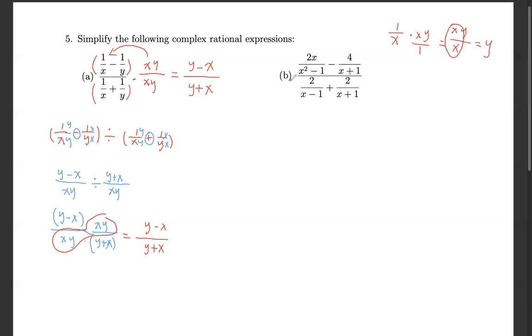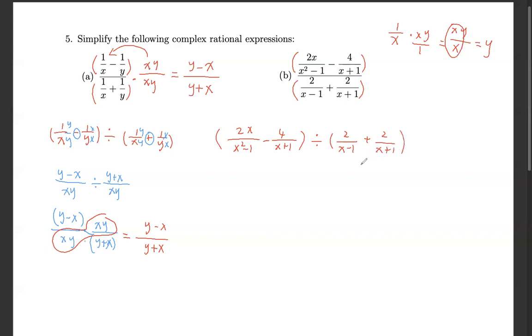Right, now let's see b. The meaning of b is this numerator, or dividend, divided by this divisor. Right. So one way we could do is we write out 2x over x squared minus 1 minus 4 over x plus 1 as a dividend, divided by the divisor, which is 2 over x minus 1 plus 2 over x plus 1.